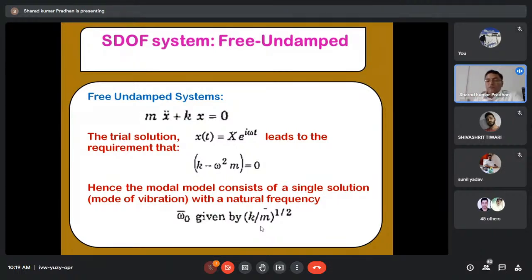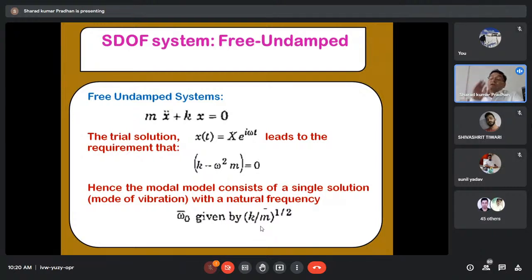Natural means no external force is applied, the system is only disturbed once, and you are having k, you are having m. Taking k by m under root tells you that this is the natural frequency of this system. Because the system is only single degree of freedom, it is only going to have a single natural frequency. If the system is of 2 degrees of freedom, it will have 2 natural frequencies. If it is 3 degrees of freedom, it will have 3 natural frequencies.